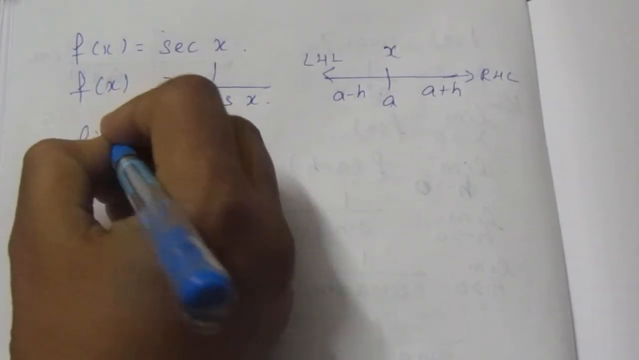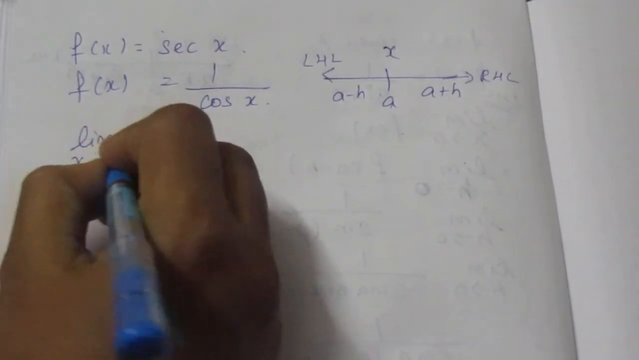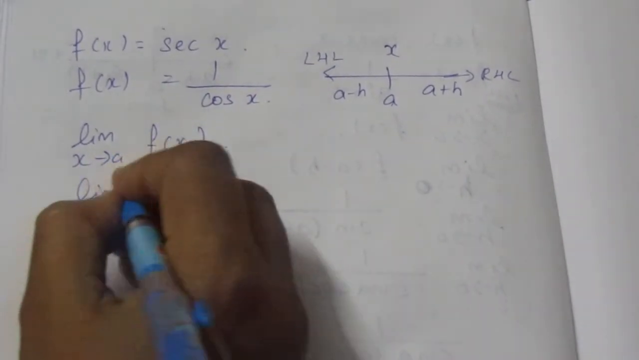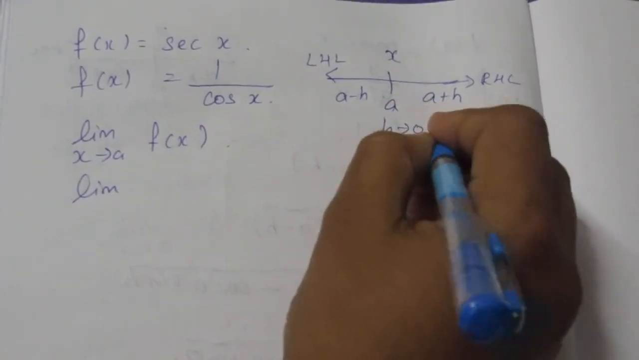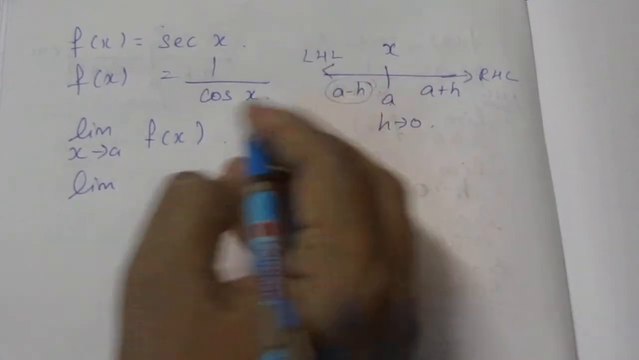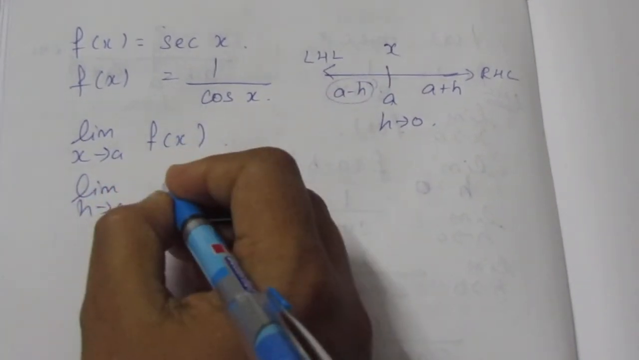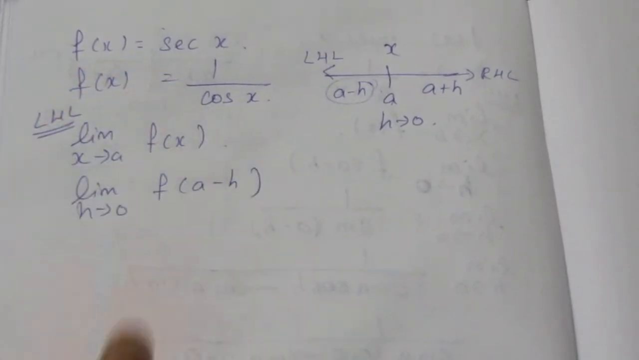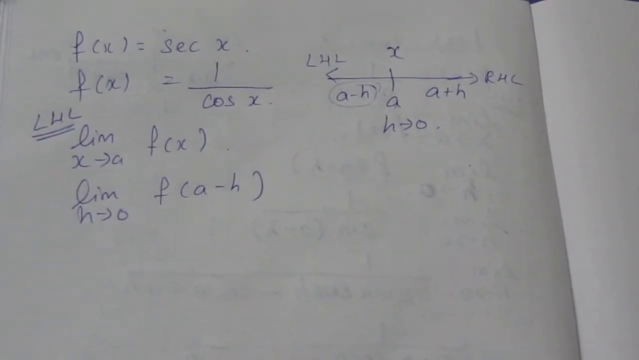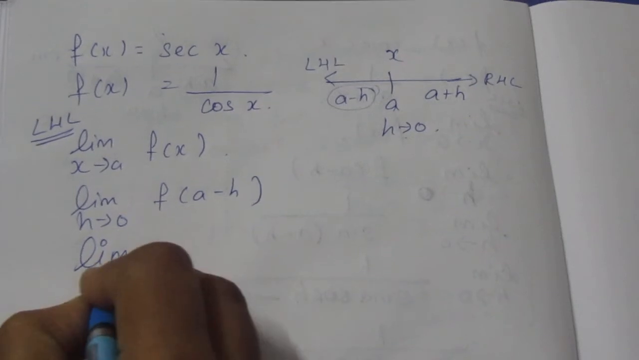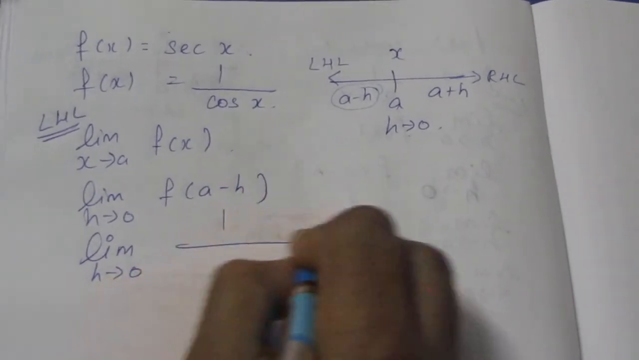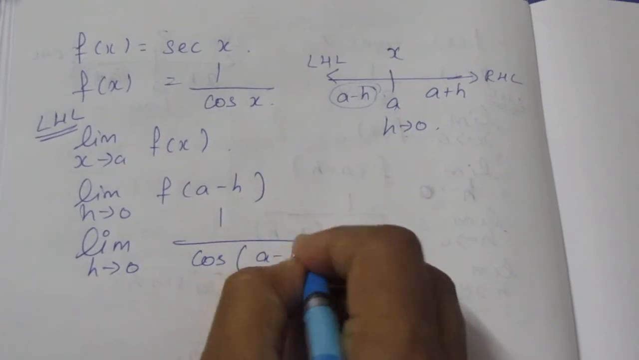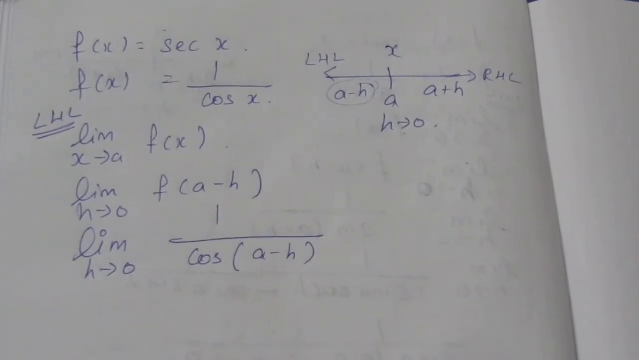Now limit x tends to a of f of x. In the place of h I need to substitute 0, only then I can take a minus h. So h tends to 0, it becomes f of a minus h for the left hand limit. Now limit h tends to 0, f of x is 1 by cos x, and in the place of x put a minus h. It is in the formula of cos a minus b.